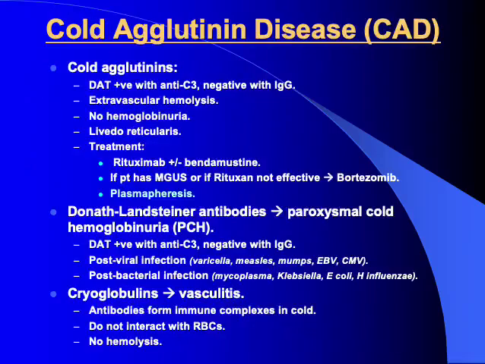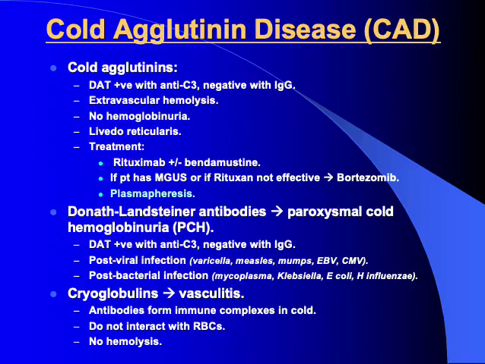Cold agglutinin disease, CAD, another form of splenic marginal zone lymphoma. Cold agglutinins, DAT or direct Coombs is positive, but instead of IgG, it is with anti-C3, negative with IgG. And the hemolysis is extravascular, again, extravascular in the macrophage, in the spleen. No hemoglobinuria. And one of the characteristic clinical findings is livedo reticularis.